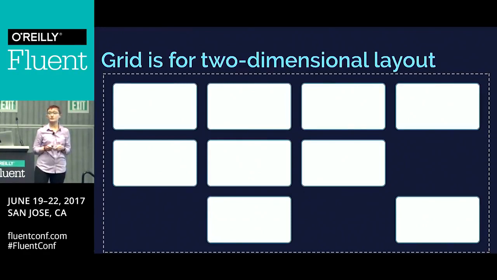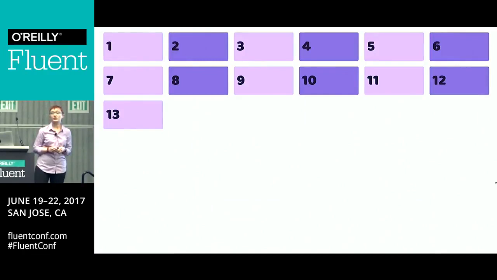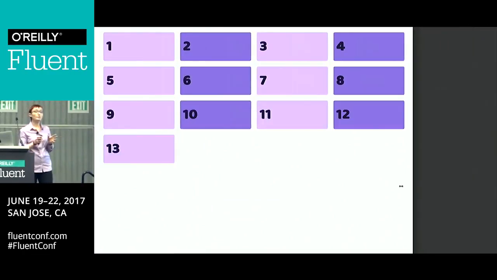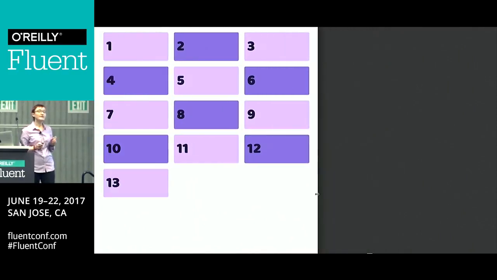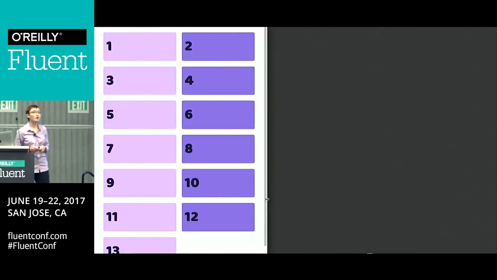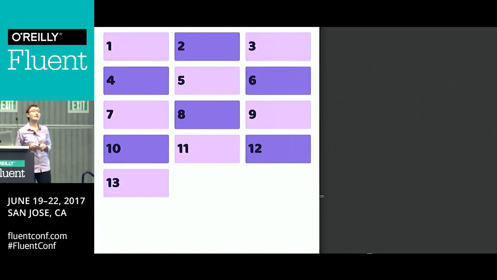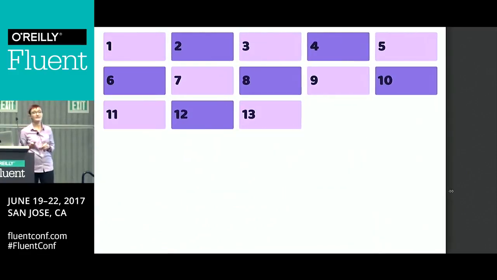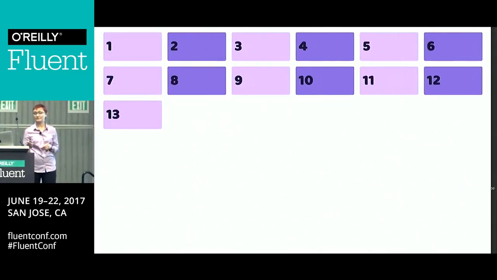So here's grid, which is two-dimensional. If we build the same example with grid layout, you can see that as the browser window gets smaller and wider and we get fewer or more items on the row, they stay lined up in their rows and their columns. So that's two-dimensional. We've got things lined up in a row and a column at the same time.